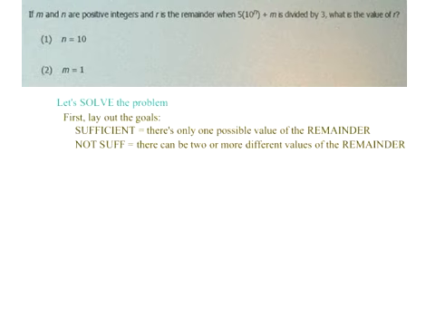Okay, statement 1, let's take a look at that. If statement 1 is there, then that means that n is 10.